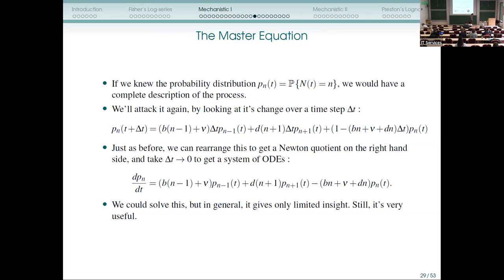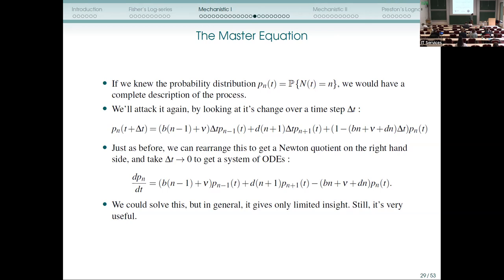Well, if I want to describe a stochastic process, what I want to know is the probability that it's in any given state at any given time. The probability that I have n individuals at time t, I'm going to write as p_n(t). The master equation is a way of summarizing what can happen in the model in terms of transitions between states. Going back to my discrete time, I like discrete time, it's something I can reason with.